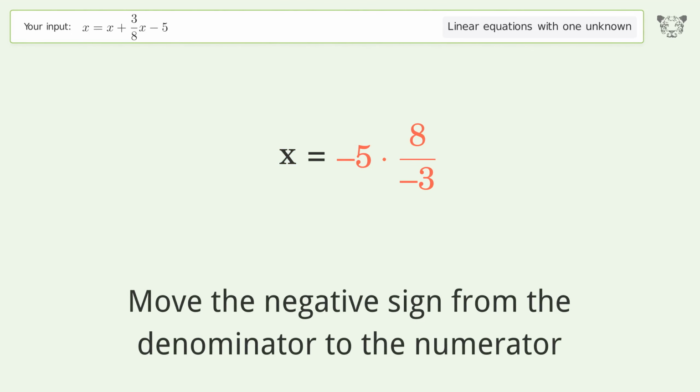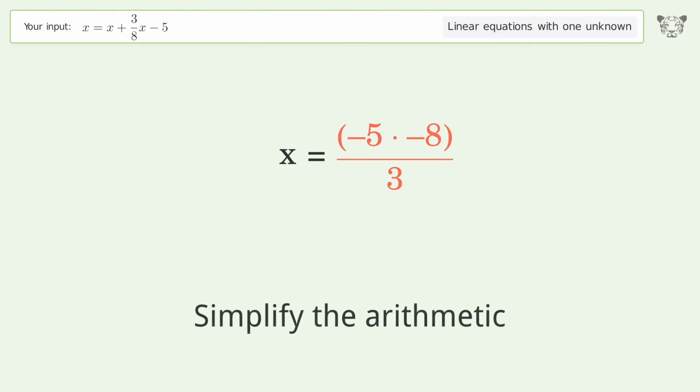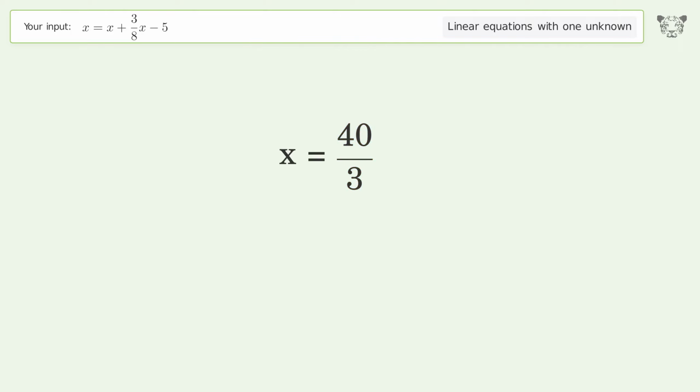Move the negative sign from the denominator to the numerator. Multiply the fractions. Simplify the arithmetic. And so the final result is x equals 40/3.